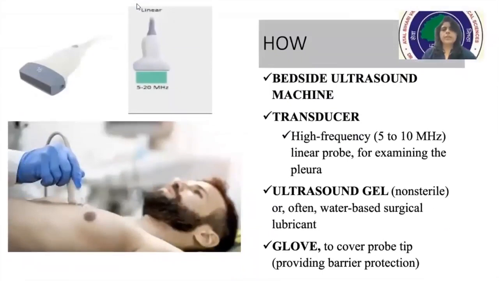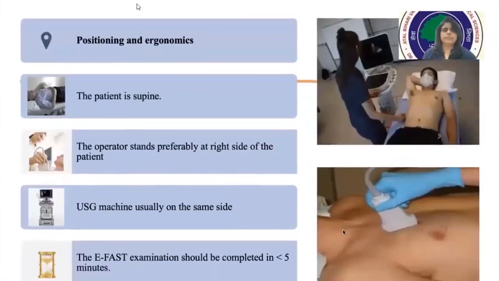How do you do it? In neuraxial anesthesia, you will need a curvilinear probe, but here you will need a linear probe with a high frequency of 5 to 20 megahertz. You need ultrasound gel and gloves.